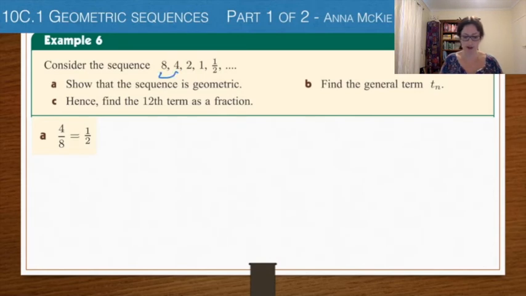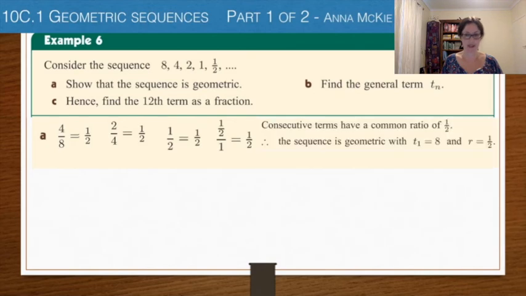So we had 4 divided by 8 to give us a half. Next we'll do 2 divided by 4. Yes, giving us a half again. 1 divided by 2, and then that is obviously a half, and then a half divided by 1 to give us a half. So our common ratio must be a half. And so yes, we've confirmed that it is geometric, and we're identifying that the first term is 8.